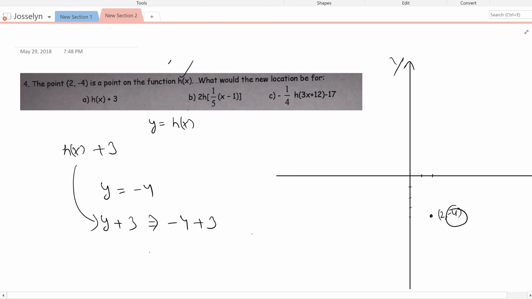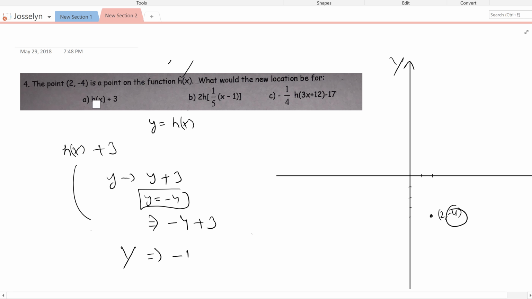So your new y becomes negative 1, right? Because you're replacing y by y plus 3, and the y was equal to negative 4. Does it make sense to you? Yeah, that makes sense. y was -4, and if you do +3, you get the new y, which is -1. So that's the y of the new point.